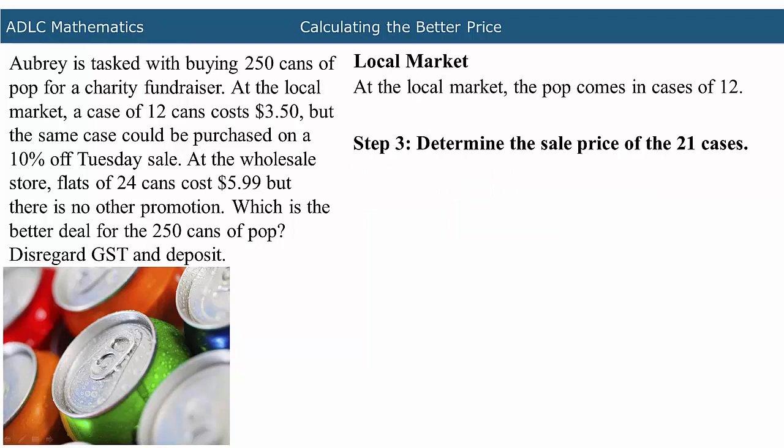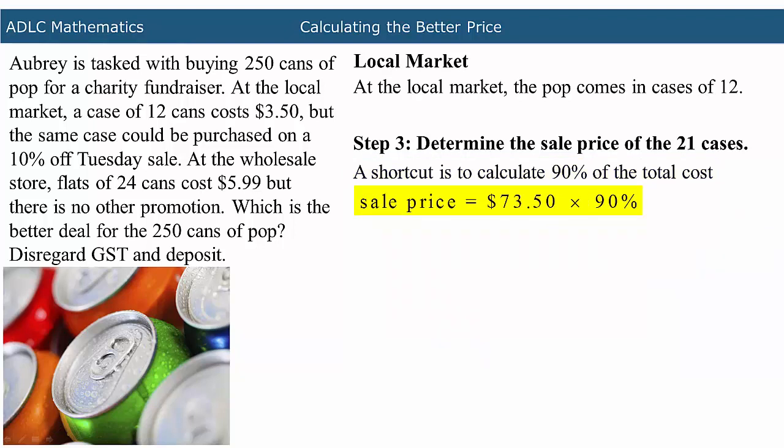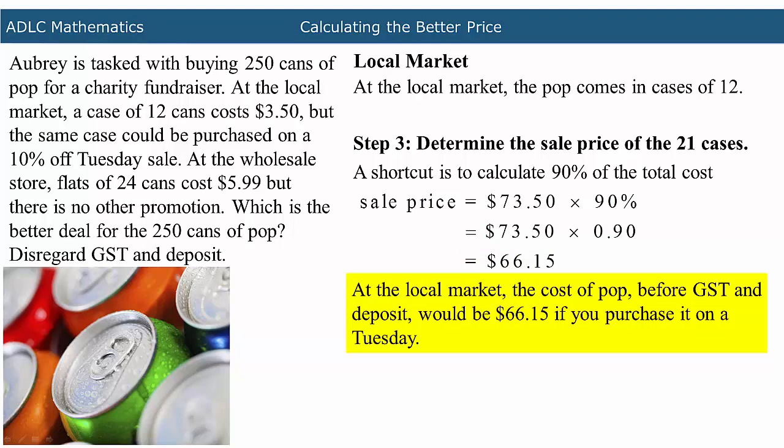Next, the sale price of the 21 cases will be determined. A shortcut is to calculate 90% of the total cost. To calculate the sale price, multiply the original cost, $73.50, by 90%. When $73.50 is multiplied by 0.9, the result is $66.15. Therefore, at the local market, the cost of pop before GST and deposit would be $66.15 if you purchase it on a Tuesday.